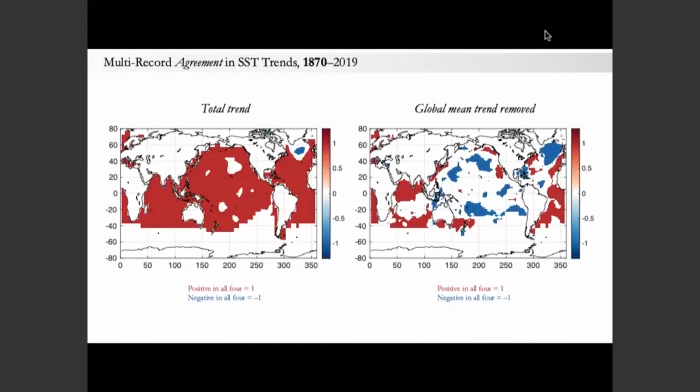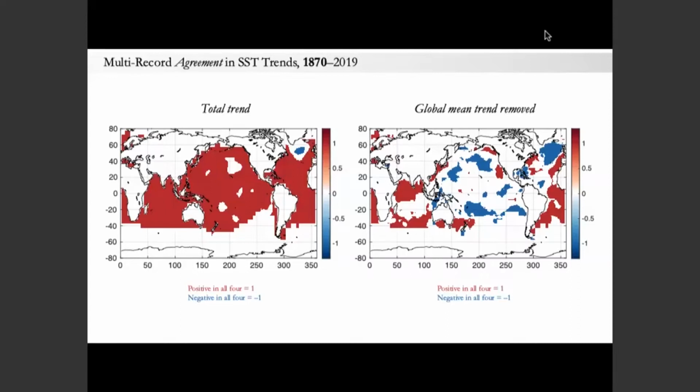On the left side, it's red if it's positive in all 4, and it's blue if it's negative in all 4. And so we know what's going on. The ocean is warming. There's even agreement on the warming hole or cold blob or whatever you want to call it in the North Atlantic. But in the relative trend where we've removed the global mean, there's some agreement in the Indian and Atlantic Ocean, but there's a whole lot of patchiness throughout the Pacific, and a whole lot of white throughout the Pacific, which means that not all 4 actually agree on the sign of change. So that's 1870 to 2019.